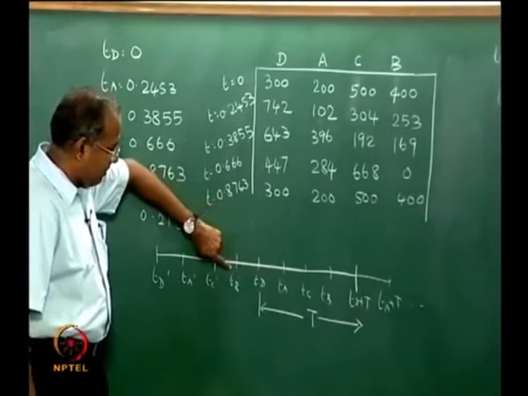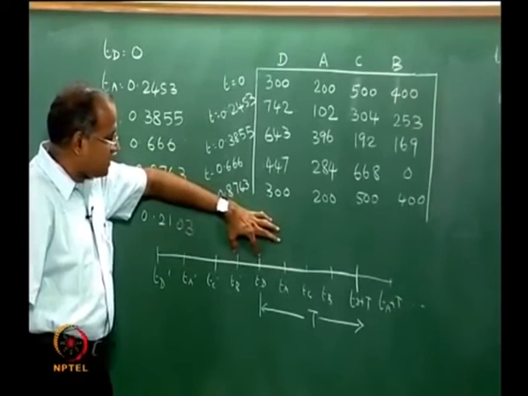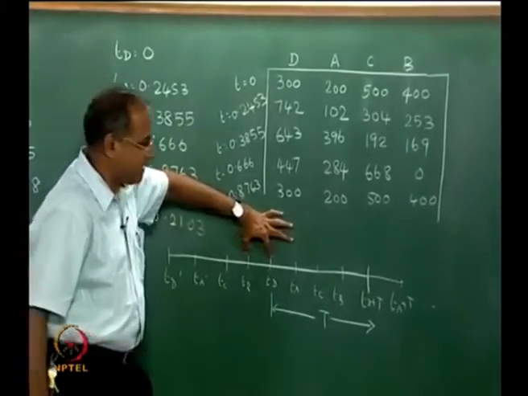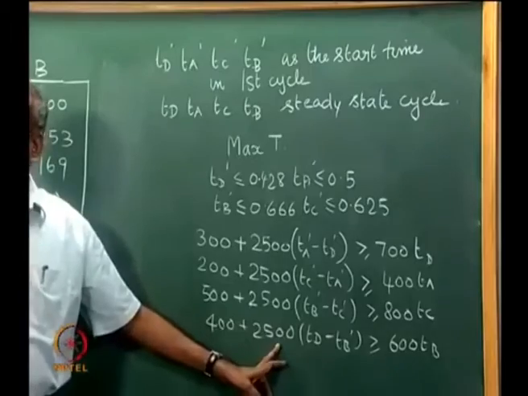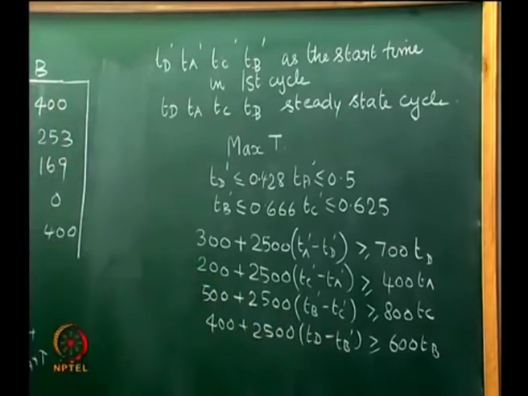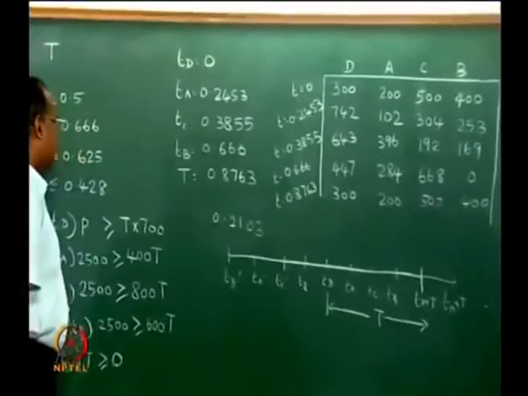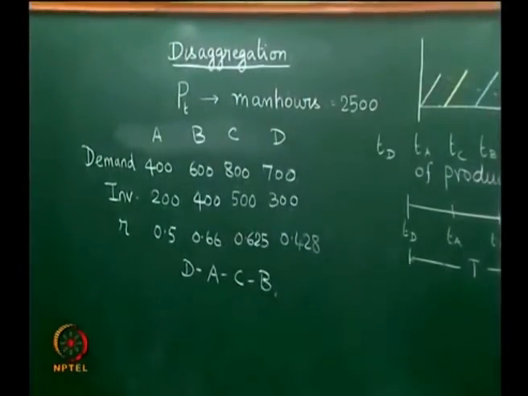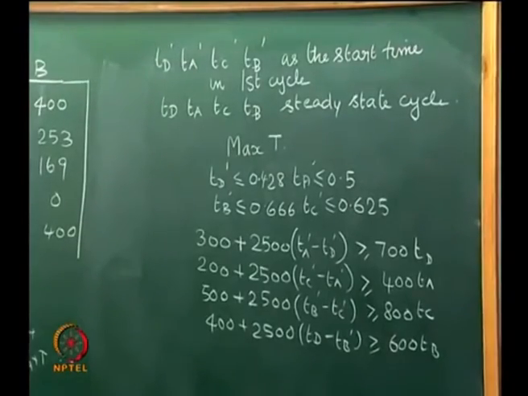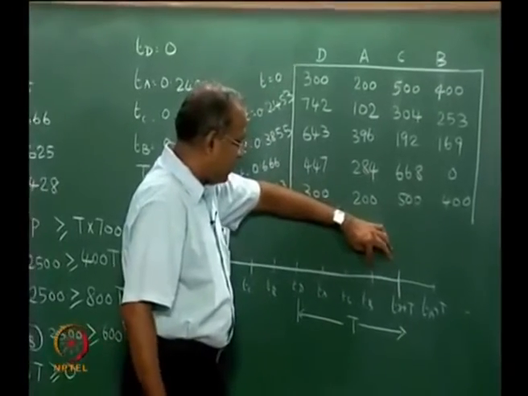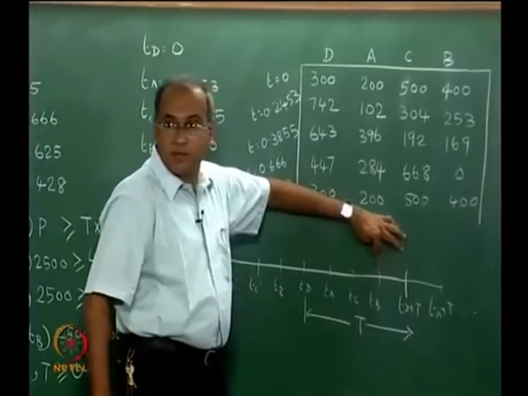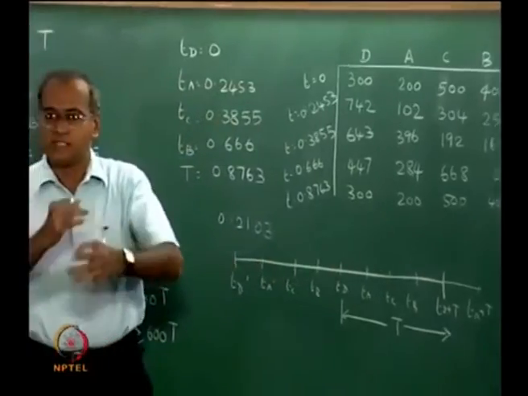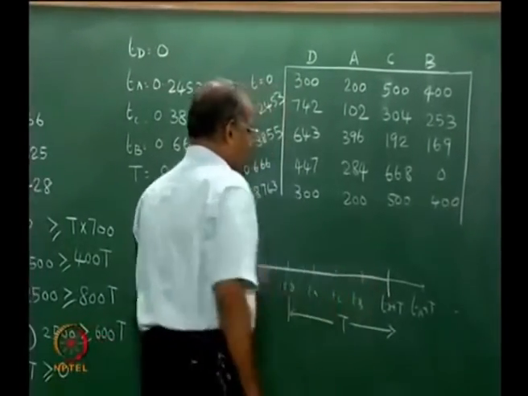Now, the fourth constraint is important because we are looking at this. If I look at item B, in the first cycle I am going to produce B up to this period, TD minus TB dash, at the rate of 2500. So, this is the production in the first cycle. Inventory that is available with us is another 400. So, with this I should be able to meet the demand starting from here up to the period TB where I start producing again. So, I write these 4 constraints that will try to stretch these things to the extent possible.